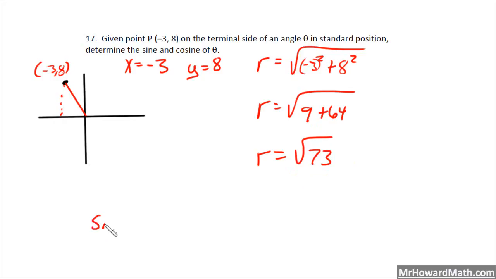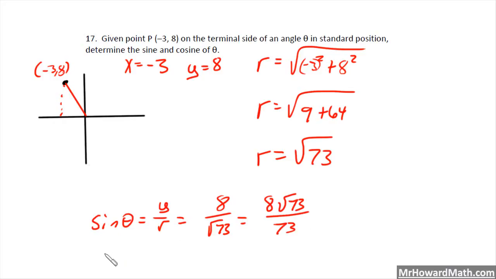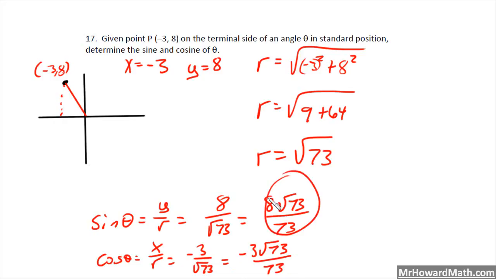So sine of theta is equal to y over r. In our case, that would be 8 over square root of 73. We need to rationalize that denominator, so 8 square root of 73 over 73. Cosine of theta is x over r, so in this case, that would be negative 3 over square root of 73. Rationalize, negative 3 square root of 73 all over 73. So our two answers are 8 square root of 73 over 73 and negative 3 square root of 73 all over 73. So that answers the question.